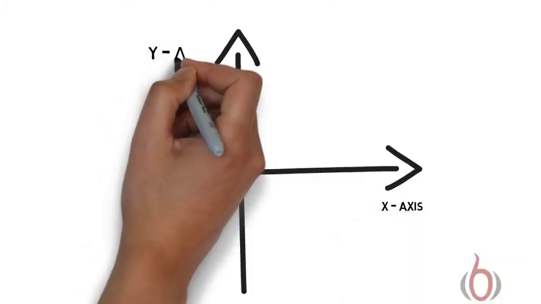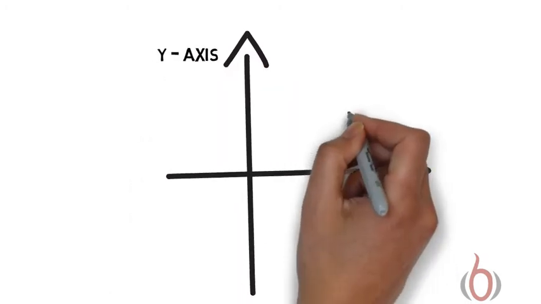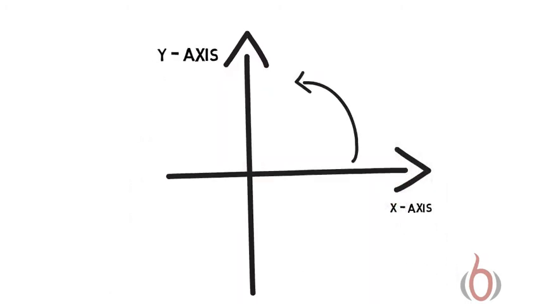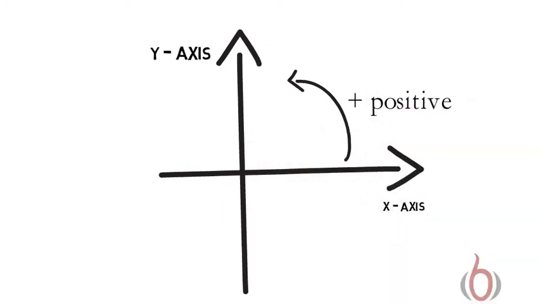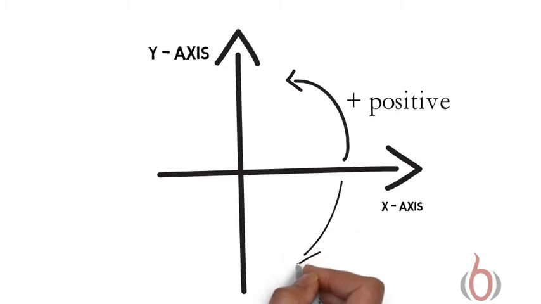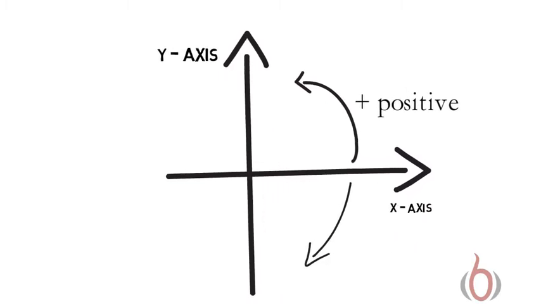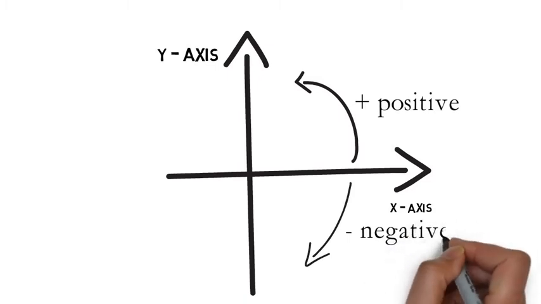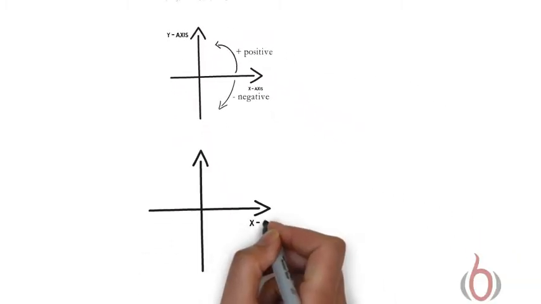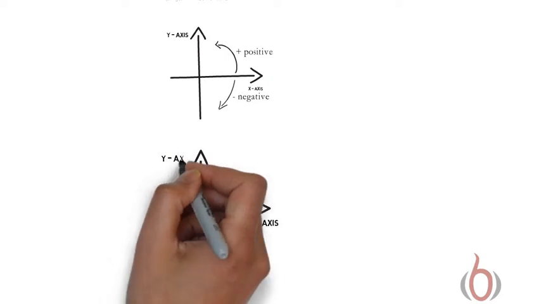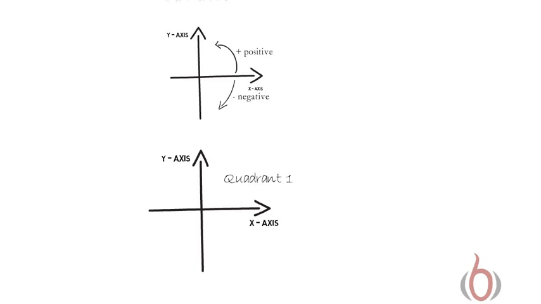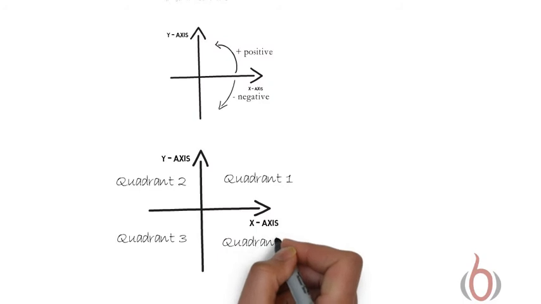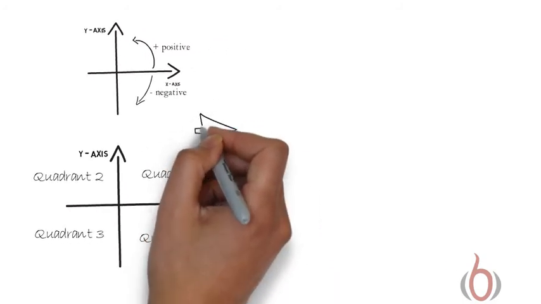How do we measure angles? Angles in this case are measured from the x-axis. Angles measured from the x-axis in the anti-clockwise sense are positive, and those measured in the clockwise sense are negative. The x and the y axes divide the plane into 4 quadrants: the first, second, third and fourth quadrants, which are very important in determining the sign of trig ratios.